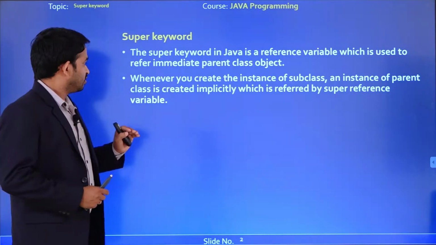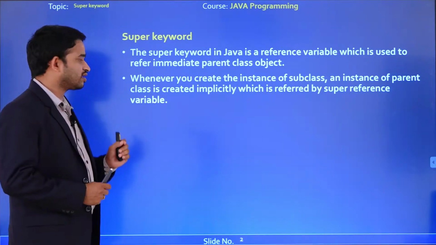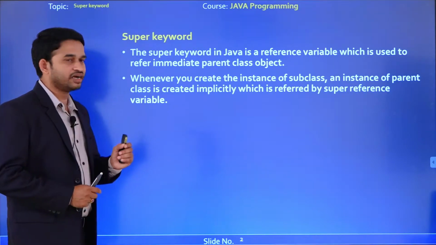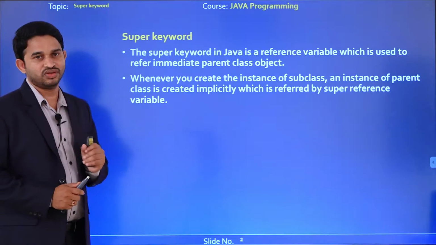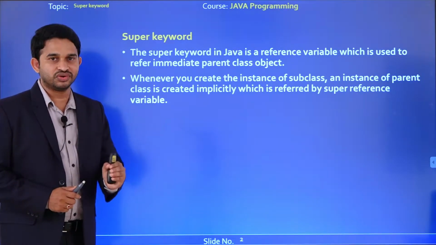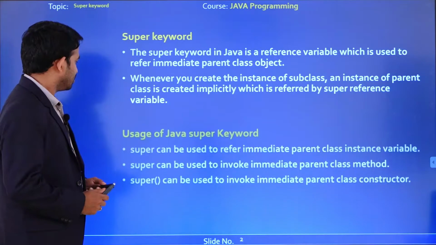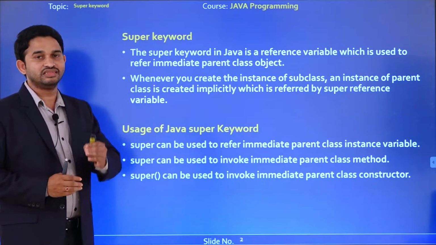Whenever we create an instance of a subclass, an instance of the parent class is created implicitly, which is referred to by using the super variable. That is the main purpose of the super keyword. It is a reference variable which is used to refer to the immediate parent class object. Let's see the uses of the Java super keyword. The super keyword can be used in three ways.